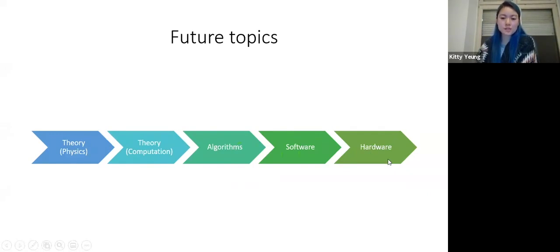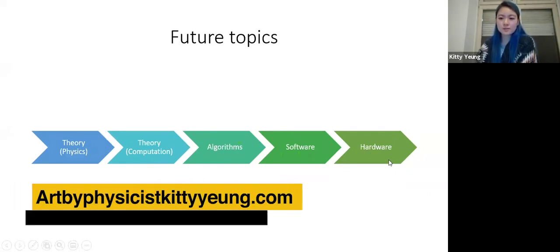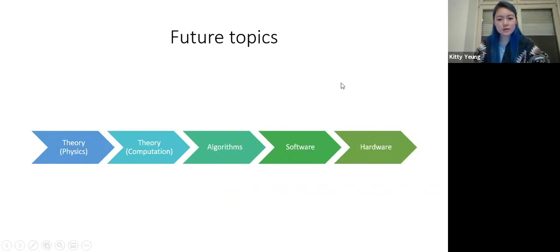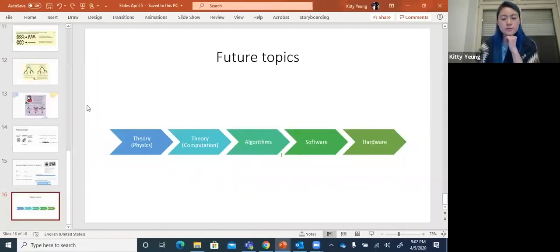So I would give some high-level description of different types of hardware in some near future classes. So the time passes very fast. I will stop here and I would answer some of the questions here.